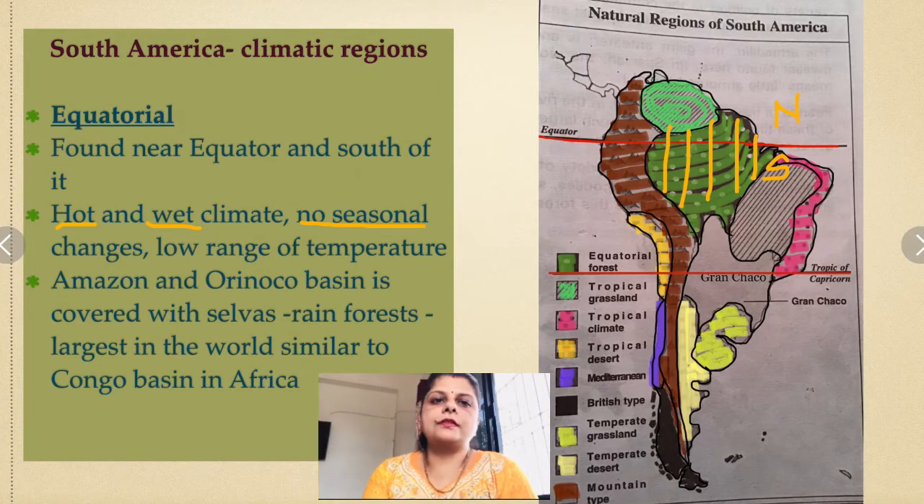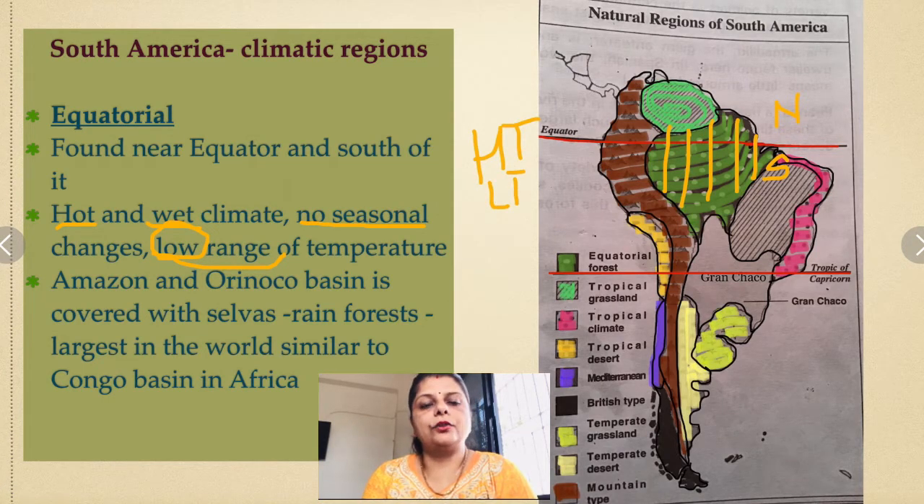All the seasons experience the same kind of climatic condition, and here the range of temperature is very, very low. Range of temperature means the difference between the highest temperature recorded during the day and the lowest temperature recorded during the night. There are not much temperature differences in this region.